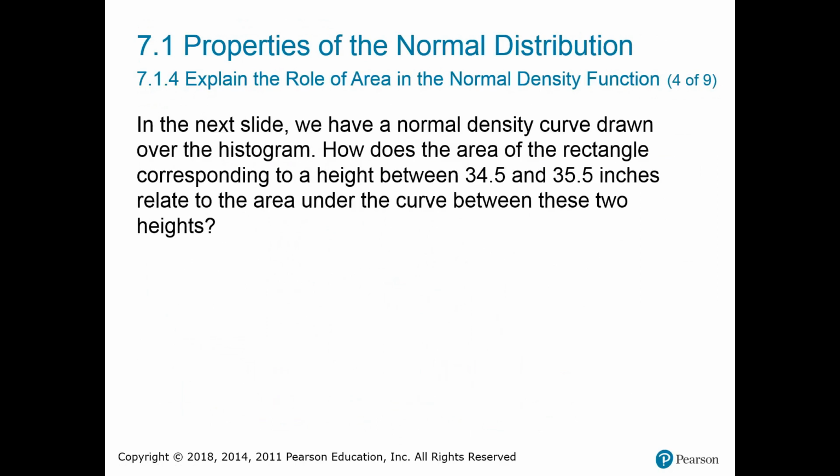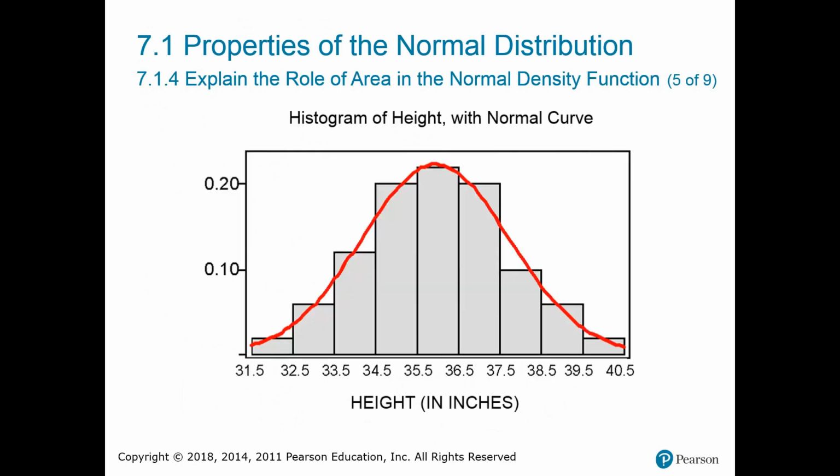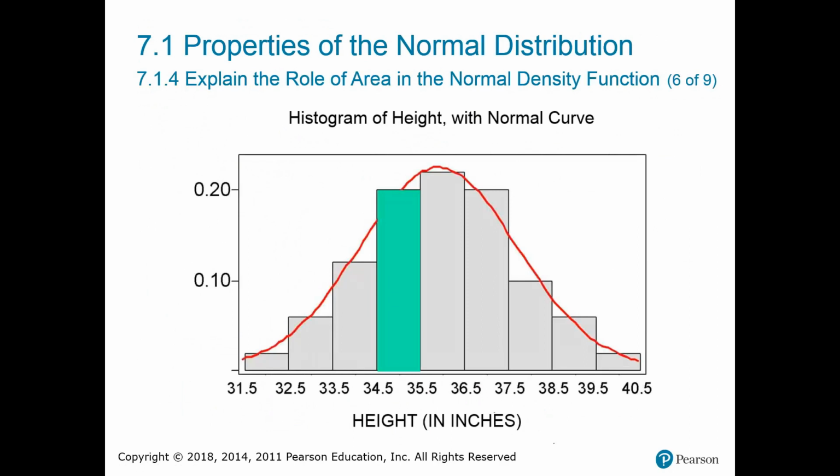In the next slide, we have a normal density curve drawn over the histogram. How does the area of the rectangle corresponding to a height between 34.5 and 35.5 inches relate to the area under the curve between these two heights? So here's the illustration of that normal curve over this histogram. If we look at the heights between 34.5 and 35.5, you see where that falls in correspondence with the mean and how it somewhat peaks at the top outside of that normal curve.